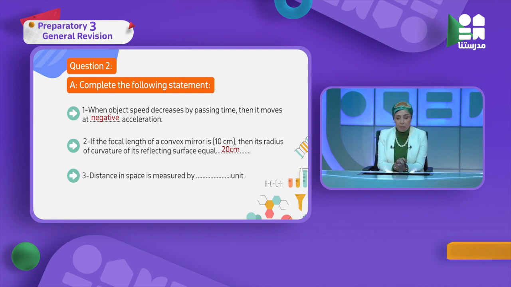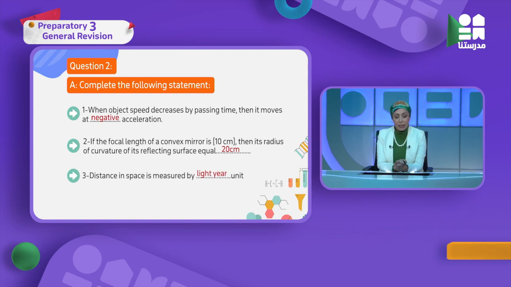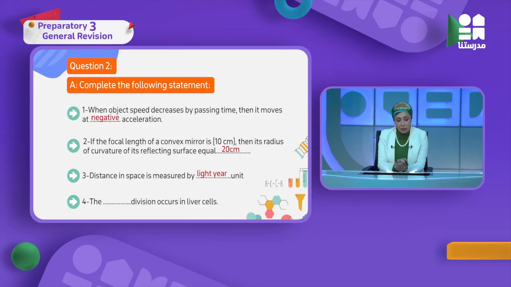Distance in space is measured by which unit? I have a very important unit. Distance in space cannot be measured by kilometer or hour or whatever. It has a certain measurement called the light year, and we use it only in space. So the answer is the light year. Last question in the complete: which division occurs in the liver cell? The liver cell is considered a type of somatic cell. So which type of division happens in it? It's mitosis, or mitotic division. So the answer is mitosis.